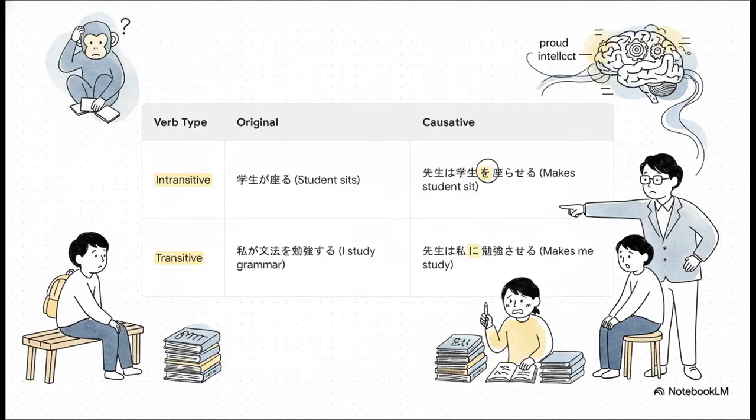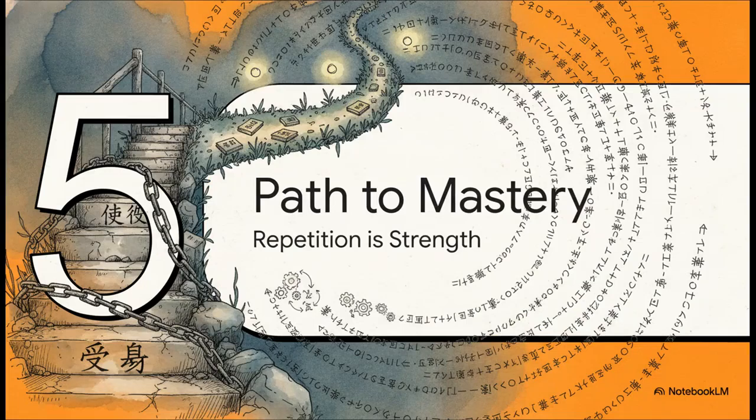Now for the particles. For intransitive verbs, the actor, person B, is marked by o. For transitive verbs, the actor is marked by ni. Now listen to me. Do not just memorize this rule. Understand the logical structure behind it. Even a monkey can memorize patterns. You are a human with intellect. Use it.